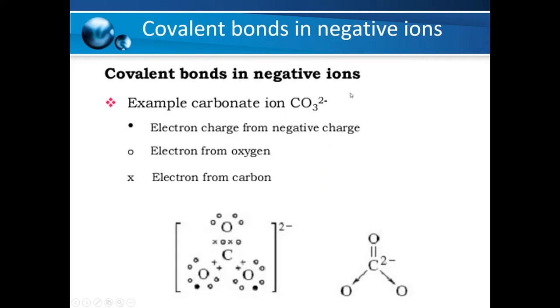And for covalent bond in negative ion, for example the carbonate ion, the electron charge forms a negative charge. Here the electron charge forms a negative charge, and the white dot is an electron from oxygen, and the X dot is an electron from carbon.